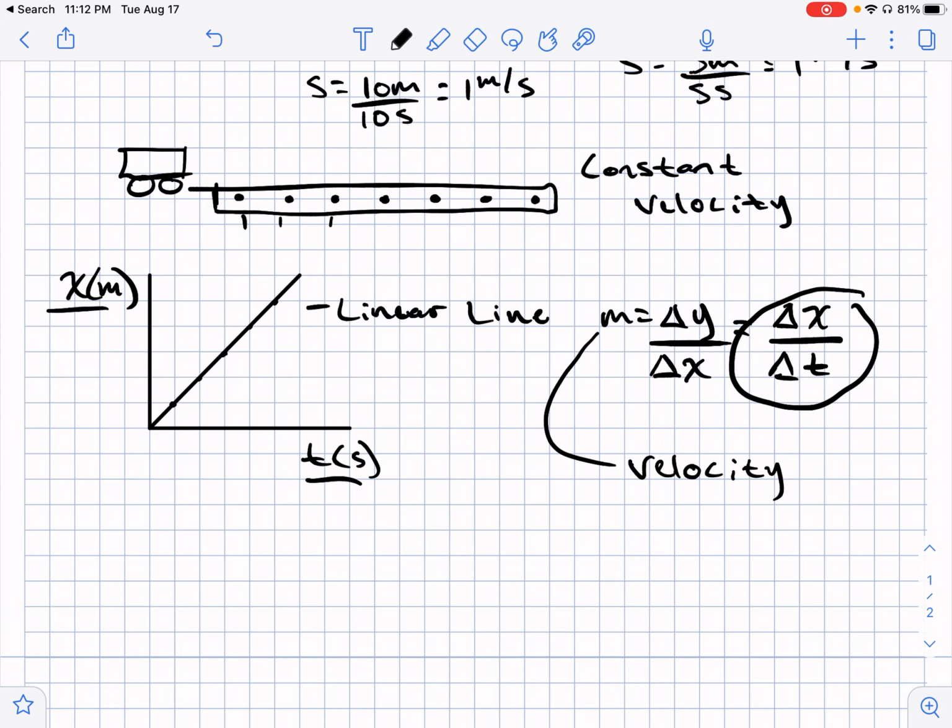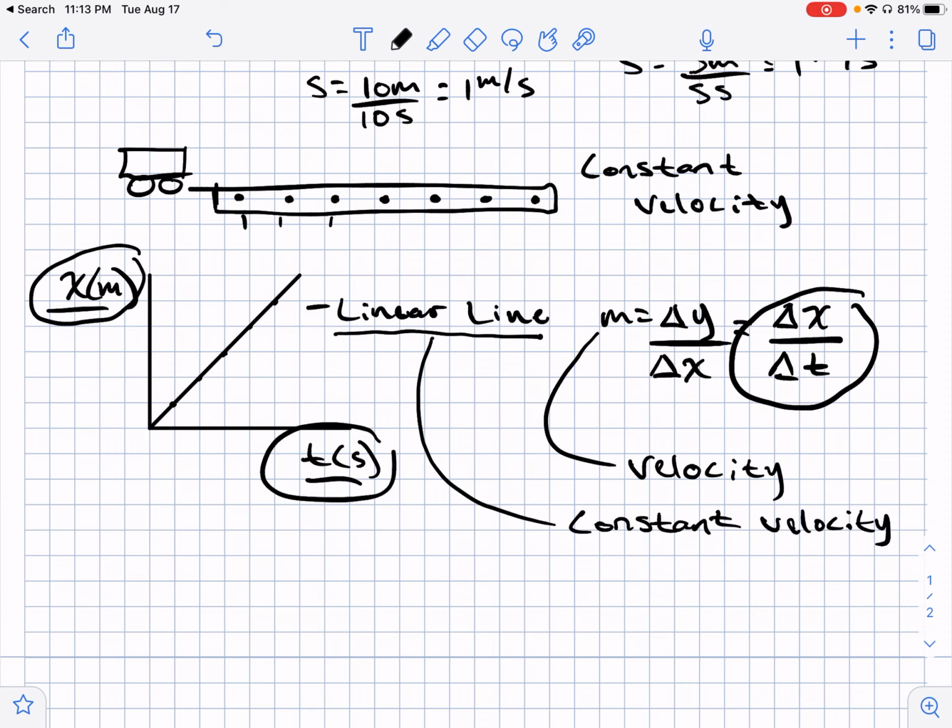And if we have a linear line, that means that the slope is staying the same the whole time. And if the slope is staying the same the whole time, that means my velocity is staying the same. So a linear line then means that we have a constant velocity. Again, this is with a position time graph. That's why it's so important to label our axes here. Okay, so this is in dealing with a position time graph. When you find the slope, you're going to find the object's velocity. And if that's a linear line, the slope isn't changing, so you have a constant velocity.